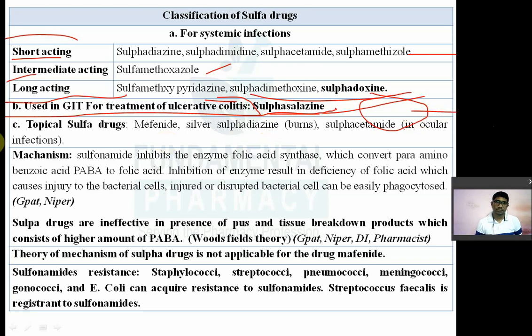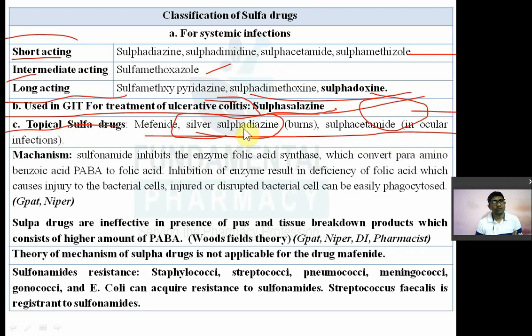Now the third class, topically used sulfa drugs. In that case you have different drugs, for example mafenide is there, then silver sulfadiazine is there, sulfacetamide is there. Out of that, silver sulfadiazine is used for the treatment of burns. Silver sulfadiazine is used for the treatment of burns.